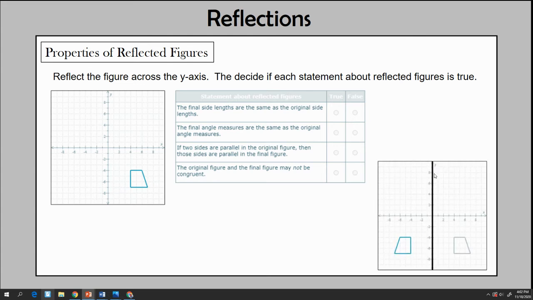And if you do that, here's my line of reflection. This is the image. Here's the pre-image. That's what they gave us. Here's the image. Okay, it's been reflected over the y-axis, or flipped if you think about flipping it over that.